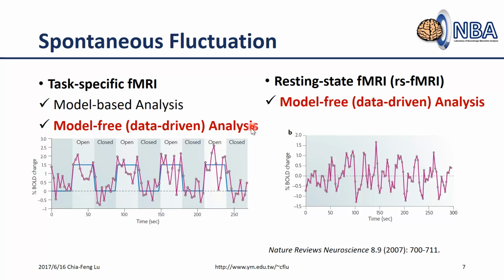And today we are talking about the ICA. Actually, ICA can be performed on both task-specific fMRI as well as the resting state fMRI. However, the data set I provided for you is actually one of the task-specific fMRI right here.